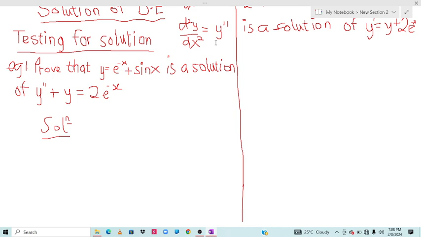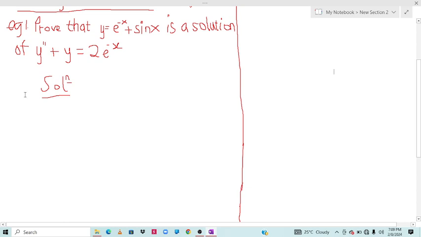First of all, for us to solve this, we first need to note the order of the differential equation. We have the differential here to be second order. So therefore it means that we are going to differentiate our function twice. That is, the function we've been given, y equals e exponent negative x plus sine x. So now let's proceed.